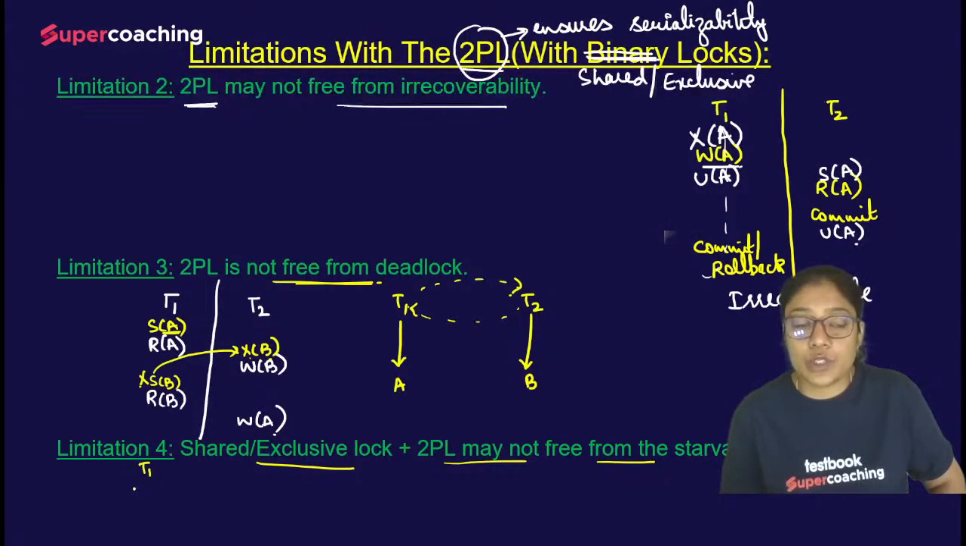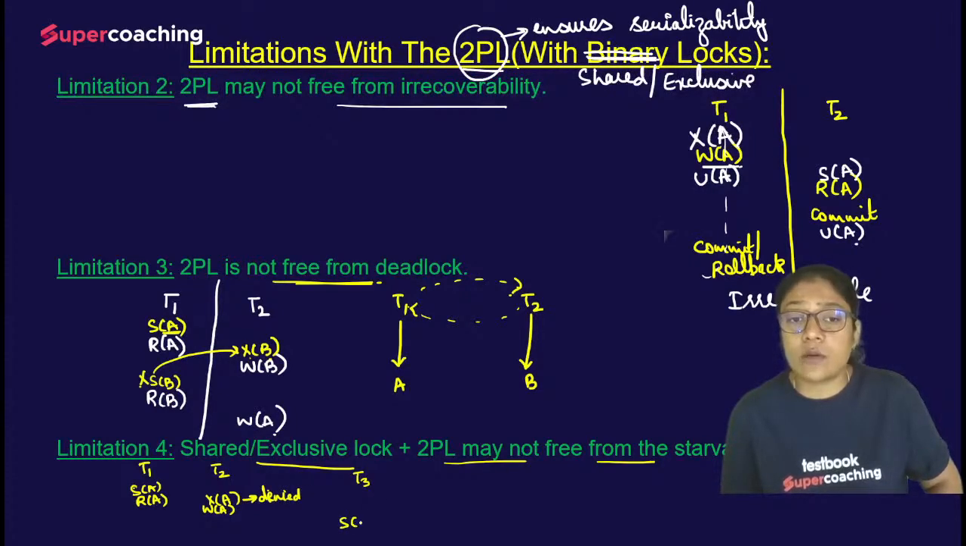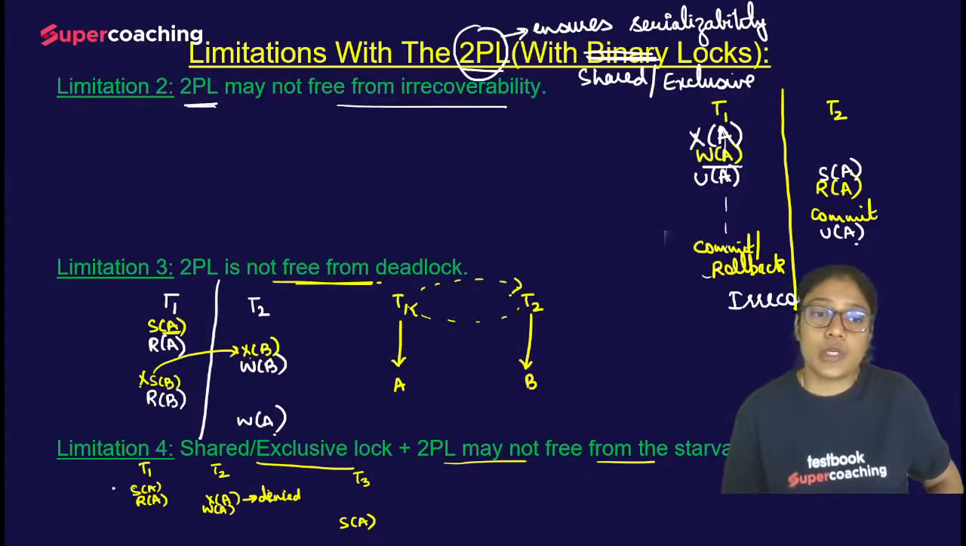T1 has put a shared lock on the data item A. It wanted to perform some read operation. Then T2 is requesting for the exclusive lock. It wants to perform a write operation. So this exclusive lock will be denied. But in the meantime, transaction T3 comes up and that is also requesting for the shared lock. Shared lock and shared lock are compatible, so this will be assigned.